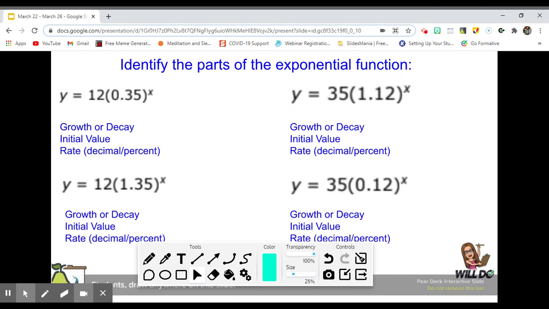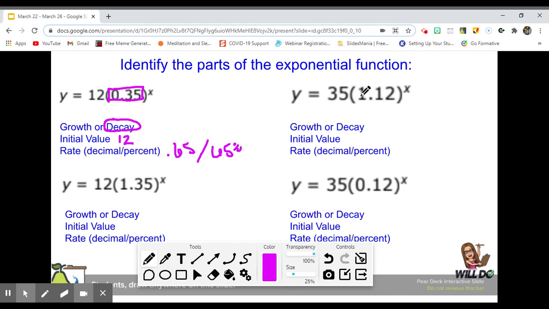Okay, so identify parts of this exponential function. So looking at the equation, is it a growth or is it a decay? So I'm going to take a look at the number that is inside right here. And this number is 0.35. It is less than 1. So it is a decay. My initial value is hanging out in the front of that parentheses, so it was 12. And the rate, because it was a decay, I need to take 1 minus 0.35. Unless you want to divide by a negative number, then you're more than welcome to. But my rate for my decimal is 0.65, and written as a percent is 65%.